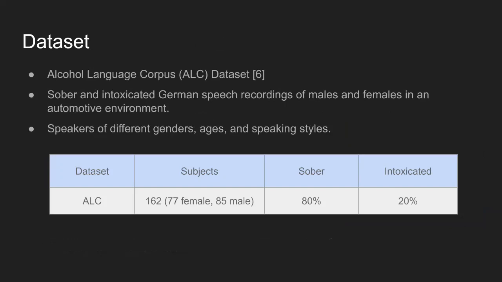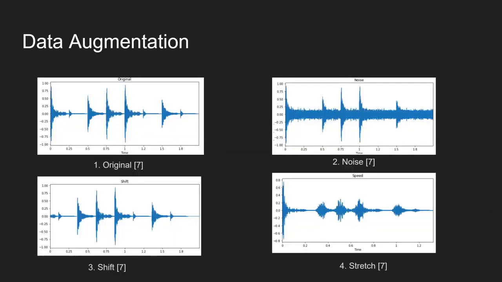We use the Alcohol Language Corpus, or the ALC dataset, which includes sober and intoxicated German speech recordings of 162 males and females in an automotive environment. Speakers are of different genders, ages, and speaking styles. This data is not balanced and includes 80% sober and 20% intoxicated audio samples. An unbalanced dataset, where there are not equal numbers of instances for each class, affects model performance negatively.